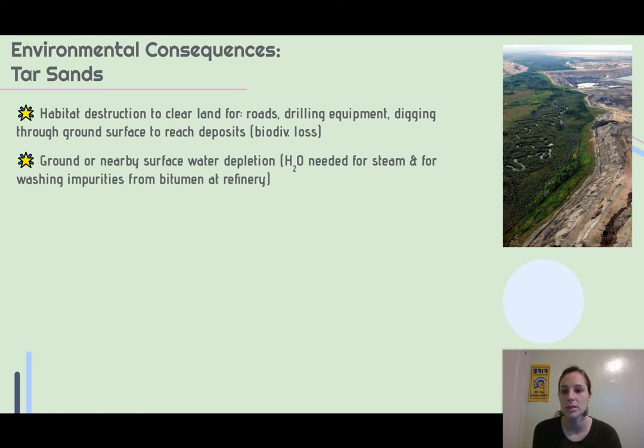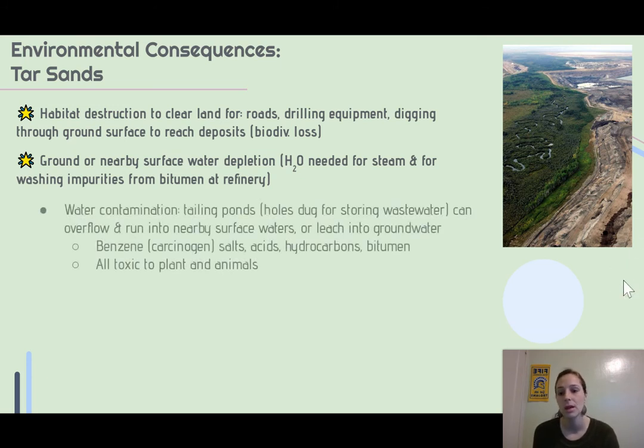Additionally, some consequences is that you're going to have ground or nearby surface water depletion, because you need to use this water for steam and for washing impurities from the bitumen at the refinery. And the way that we can get this water contamination from this water that was used, not only do we deplete it, but we also contaminate it.